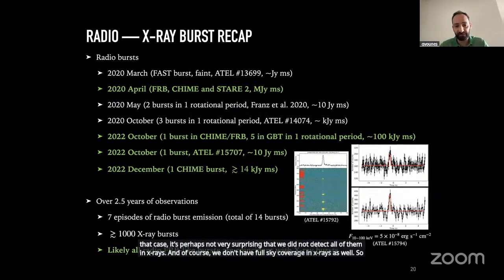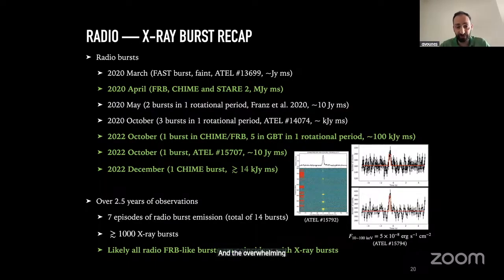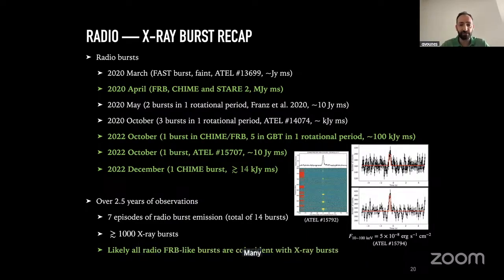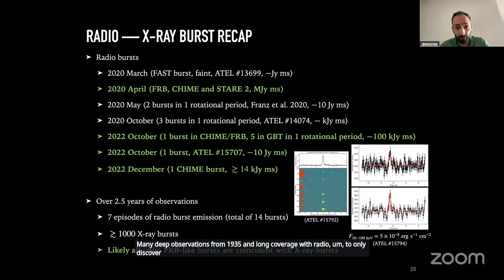So the fact that we've discovered many of them, in my opinion, tells me that likely all radio FRB-like bursts are coincident with X-ray bursts. And the overwhelming majority of X-ray bursts are not coincident with radio bursts. And people can speak to that. There have been many deep observations of 1935 and long coverage with radio to only discover one or even none.